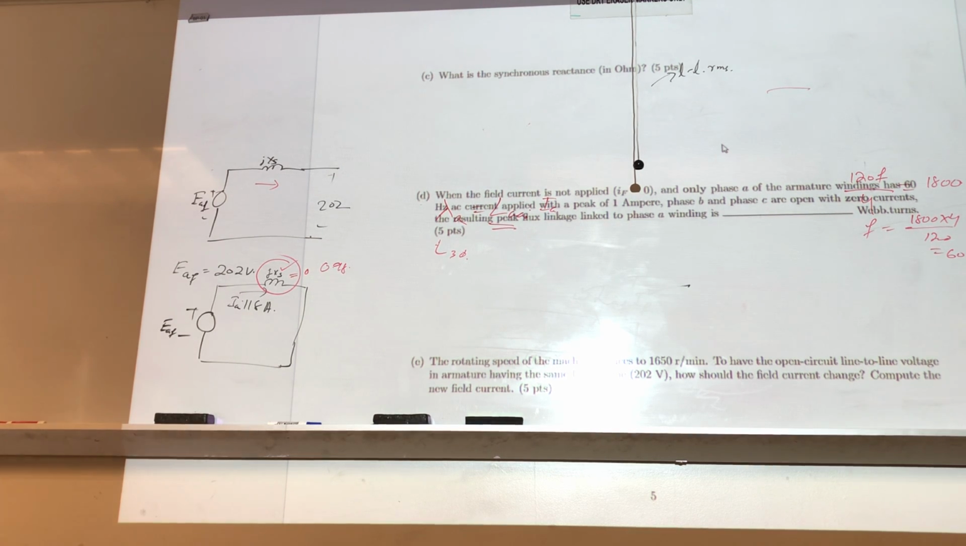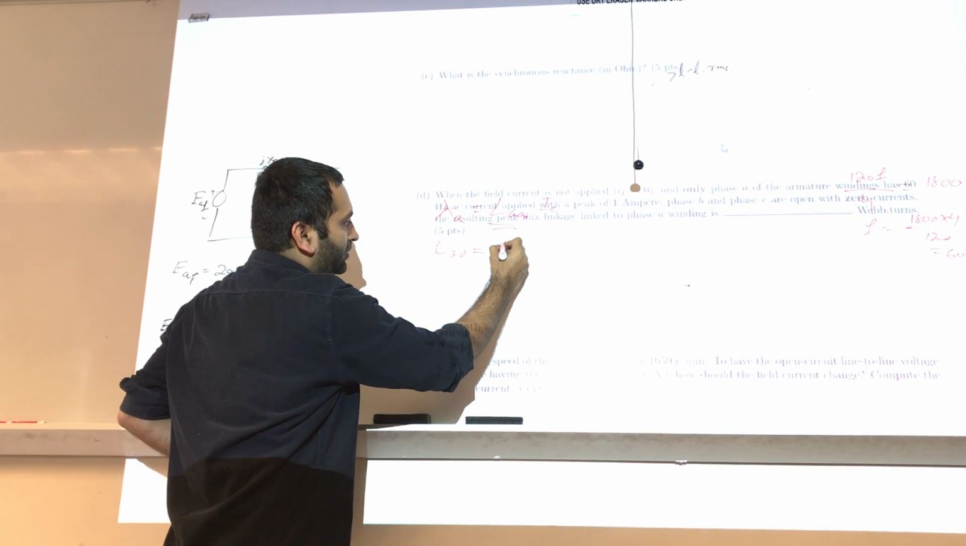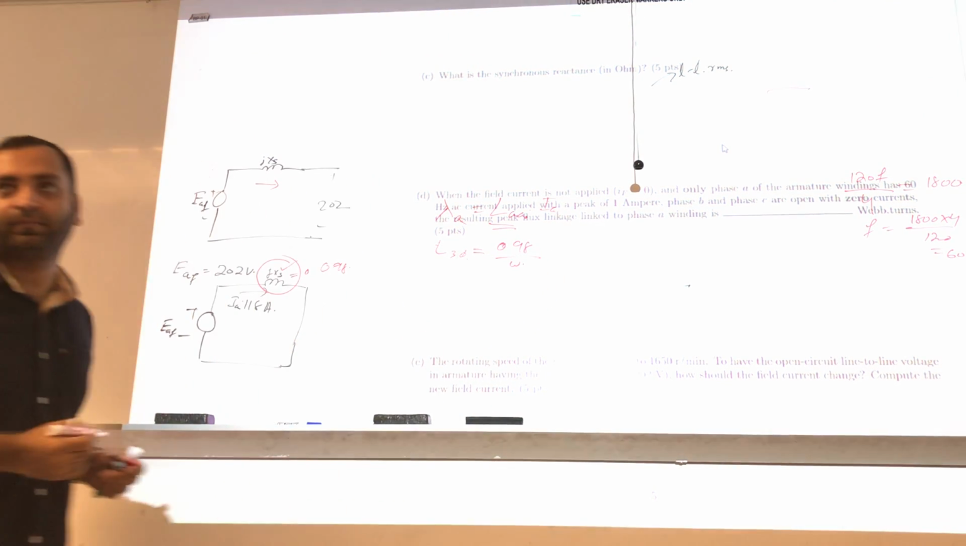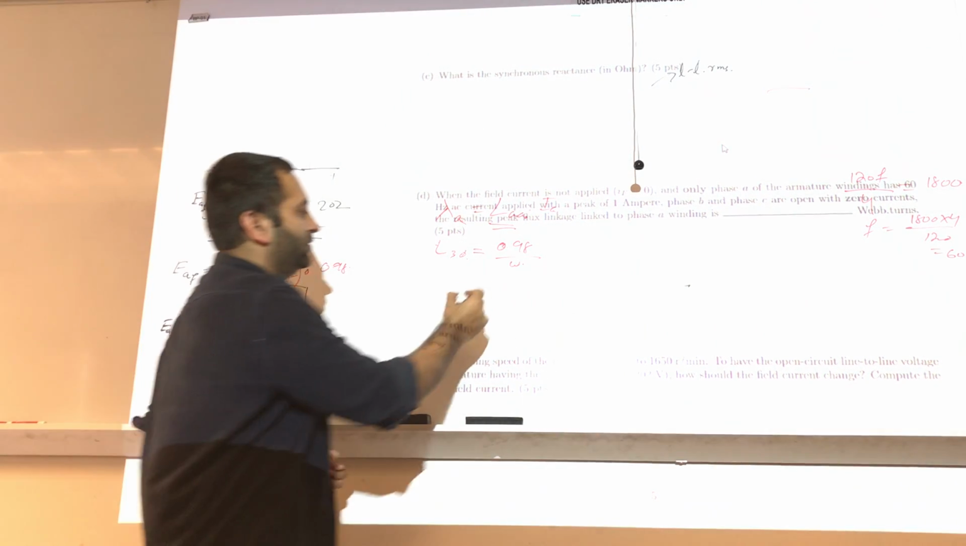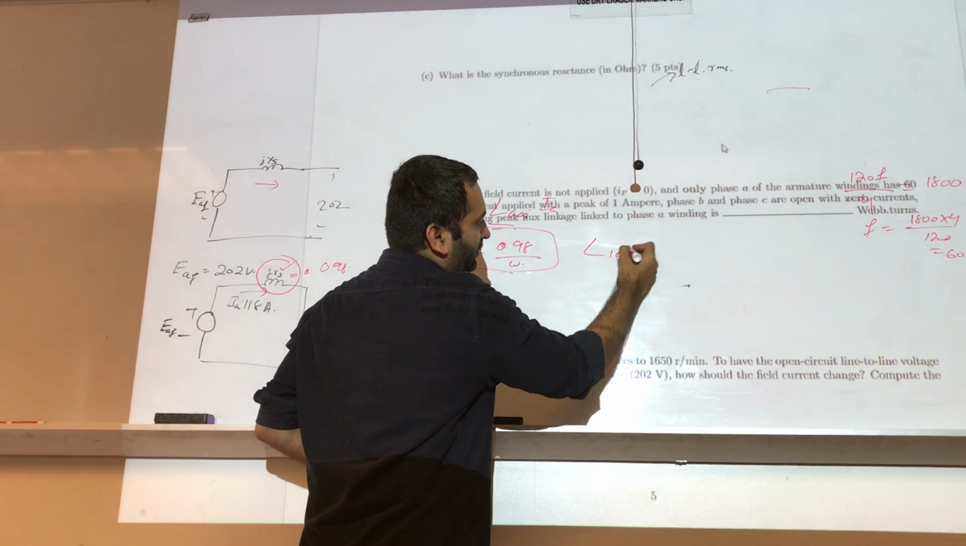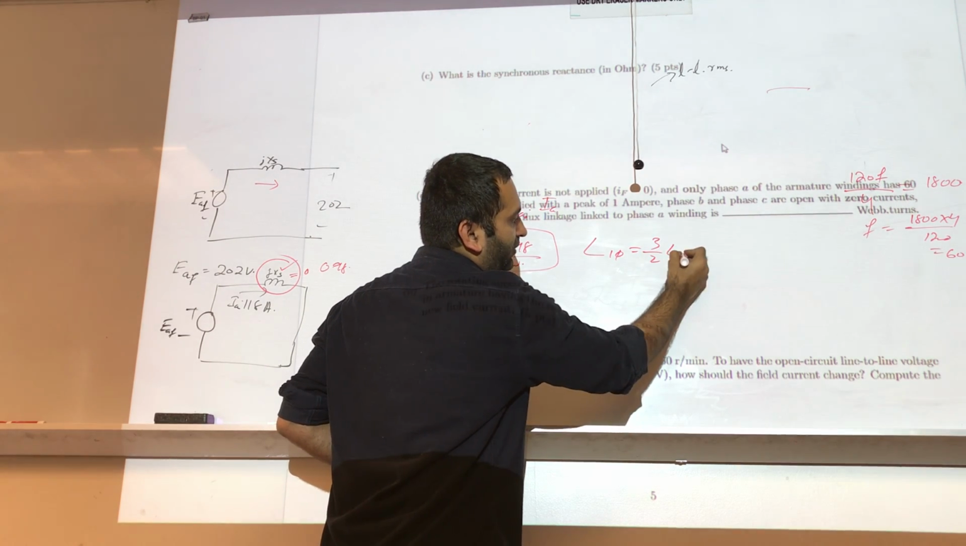Yeah. So X_s is 0.98, which means L3 phase will be 0.98 by omega. So this is how you find the L3 phase. And you know that L single phase is 3 by 2 times L three phase.